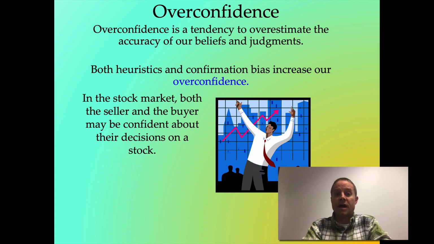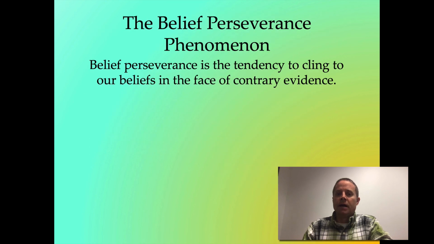One is called overconfidence. A lot of people are overconfident about their beliefs and judgments, and that can really cloud your ability to solve the problem correctly. Another thing is called belief perseverance. It's the tendency to cling to a belief even when there's contrary evidence. So you're getting facts and information that something is wrong, but you keep believing it's right no matter what.